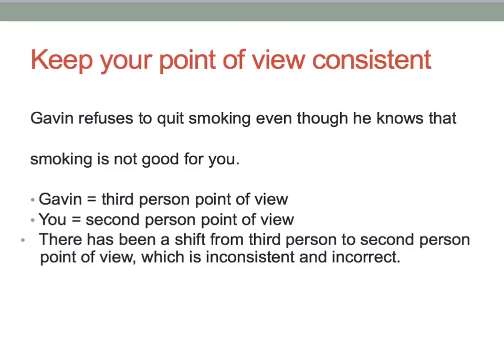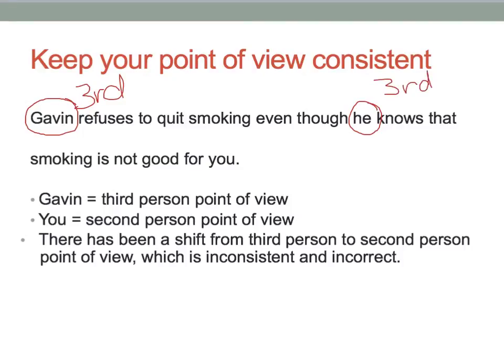Gavin refuses to quit smoking even though he knows that smoking is not good for you. This sentence starts out with Gavin. That is a third person reference, a person's name, and we stay consistent with third person as we move to the use of the pronoun "he," which does refer back to Gavin.